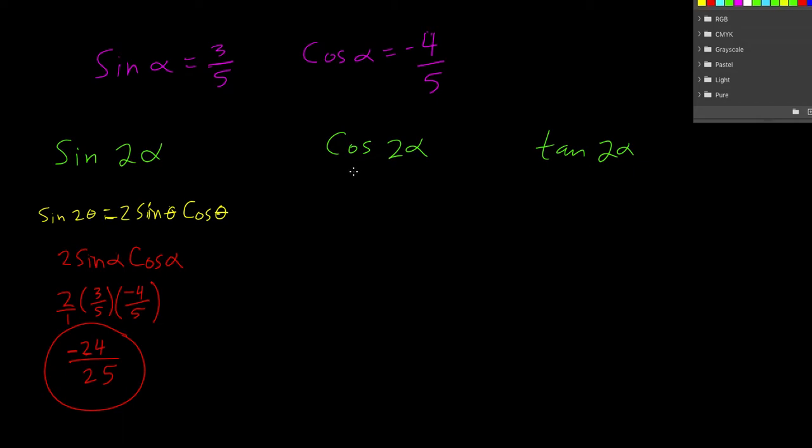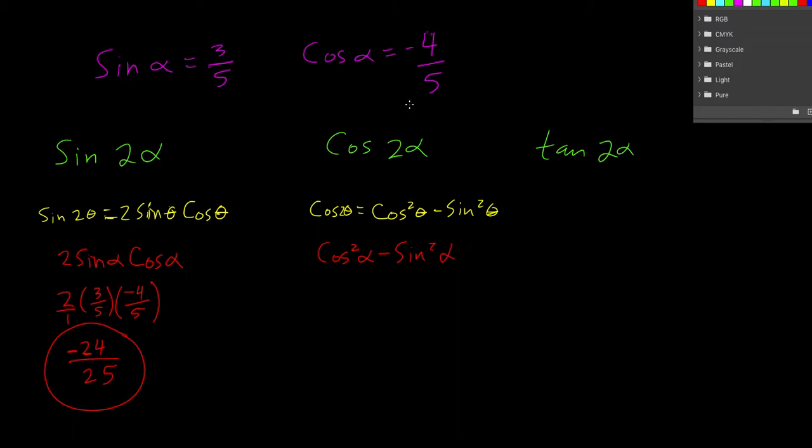Alright, so for a double angle formula that we're given, the relevant one is cosine 2 theta is equal to cosine squared theta minus sine squared theta. And so for us, we're going to just do cosine squared alpha minus sine squared alpha.